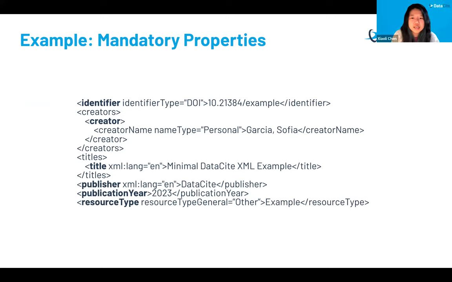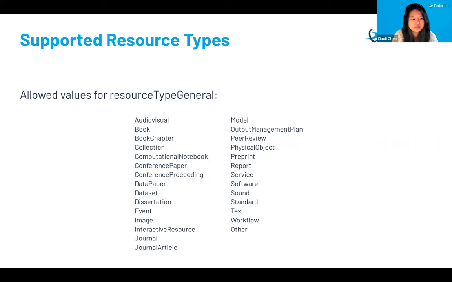Please. And here is an at-a-glance view of all of the mandatory properties for a DataCite DOI. So it doesn't look like a lot. This contains all six mandatory properties, including the DOI string itself, the name of the creator, the name type, language, the title of the resource and the title language, the publisher, publication year, and the resource type combined with the resource type general property.